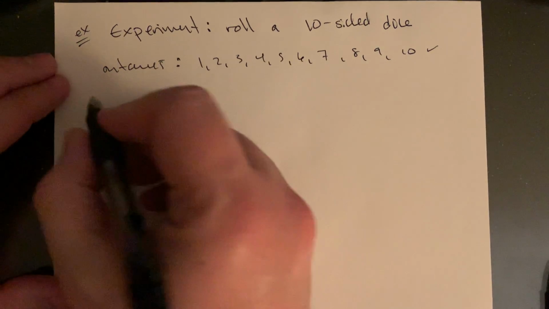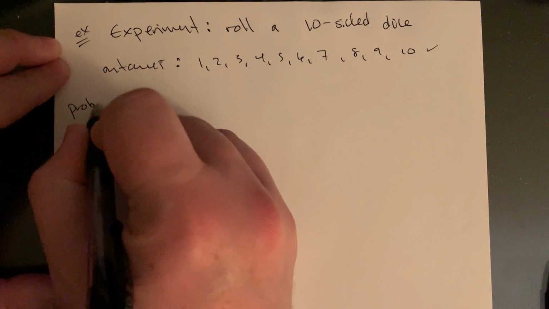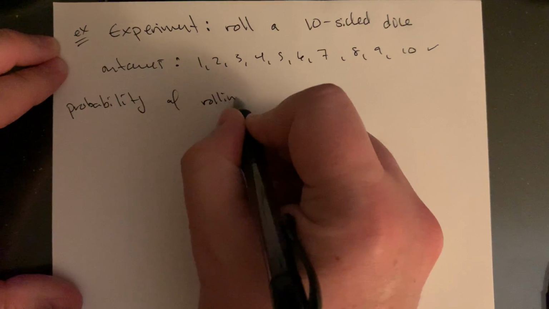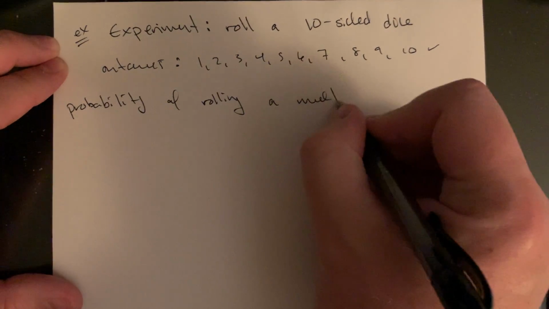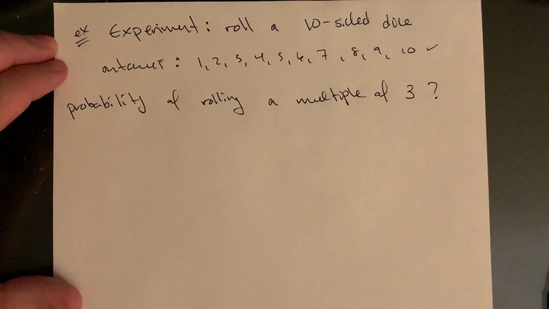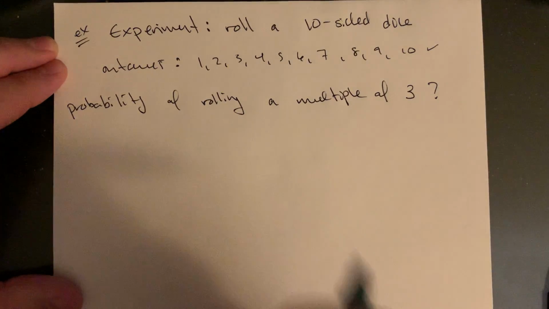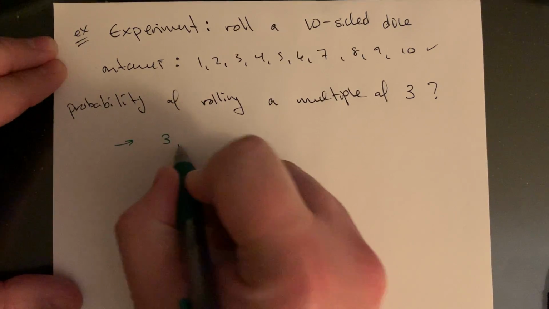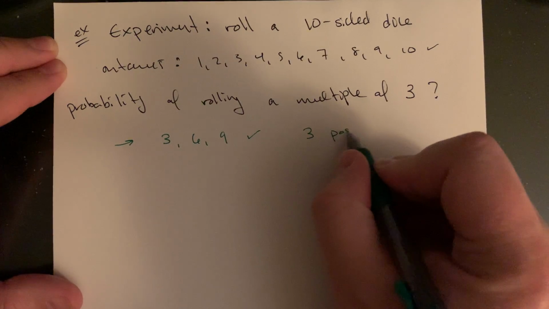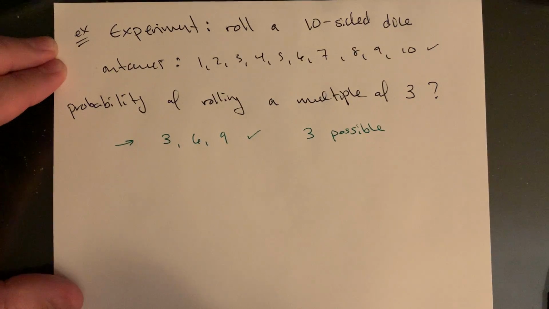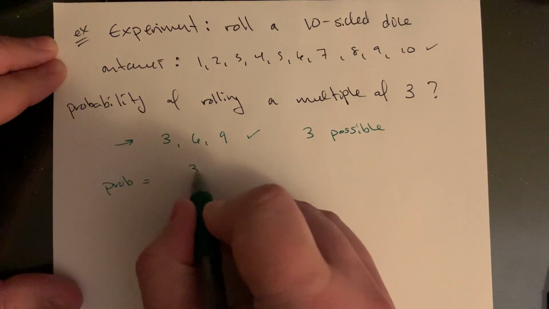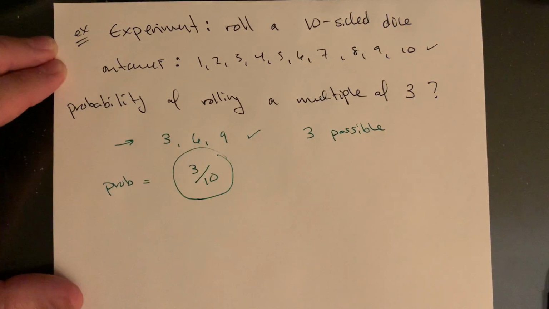And so then our probability, right? So what is the probability of rolling, let's say, a multiple of 3? So multiples of 3, right? The outcomes there would be 3 or 6 or 9. So that's 3 possible successes out of 10 total. So our probability here would be 3 out of 10.